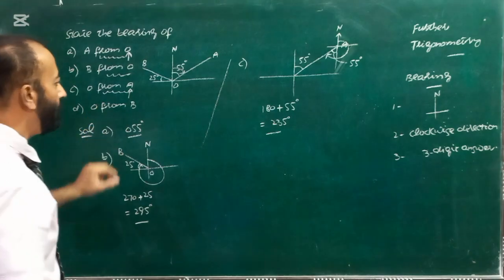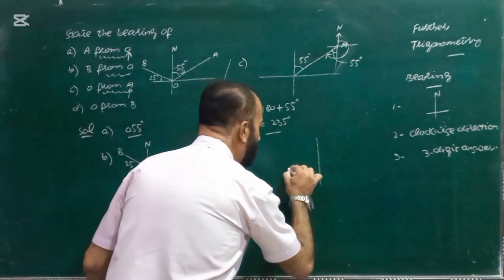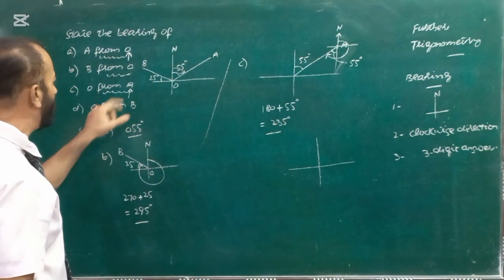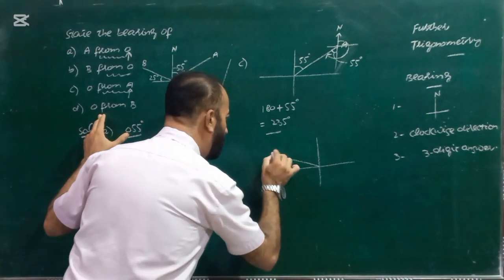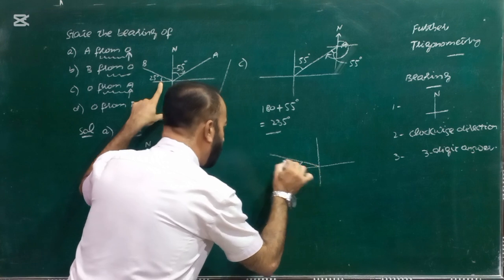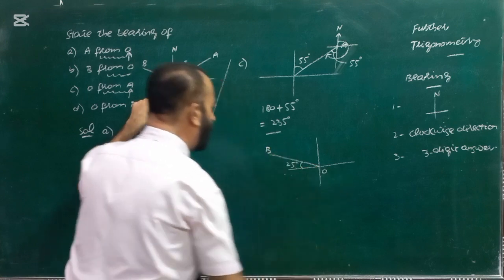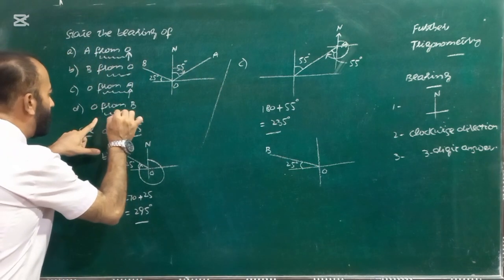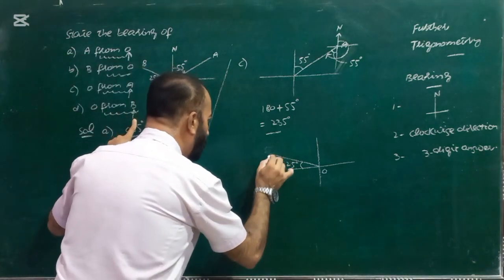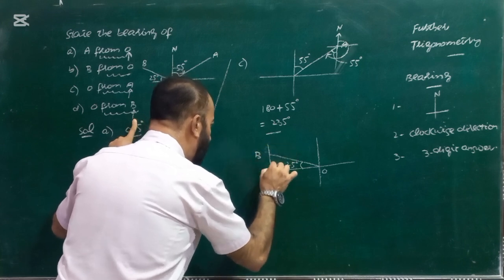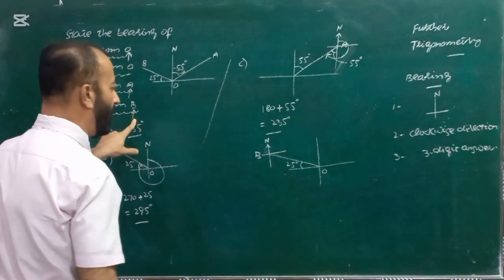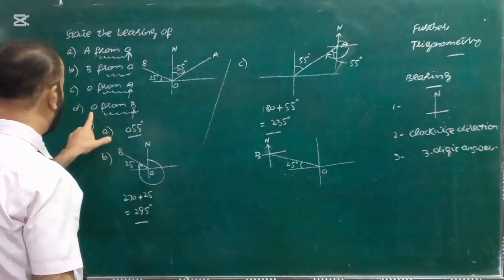Okay, D part, O from B. Again, we have to draw the figure. Here are B and O, so only B will be drawn now. Here is B and this is given 25°. Now, from B, we will draw the north direction at B. So this is the north direction drawn at B.